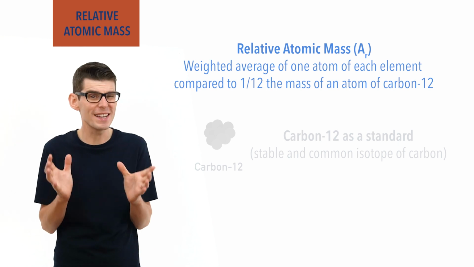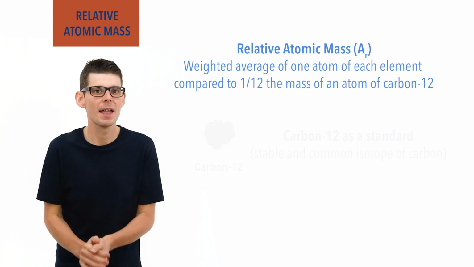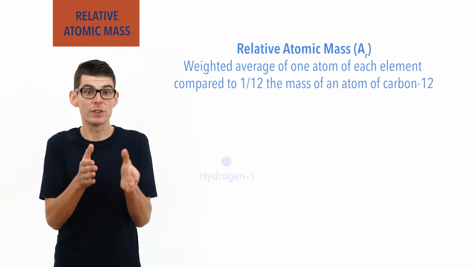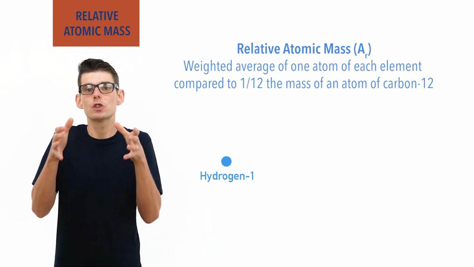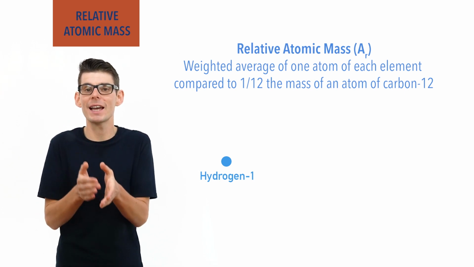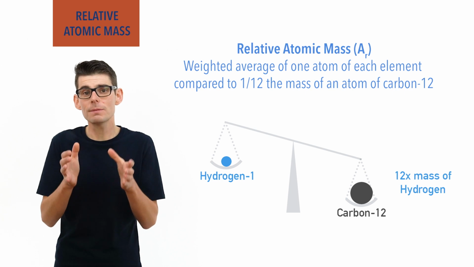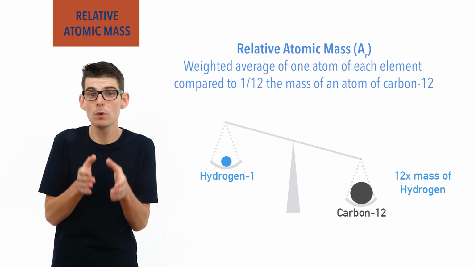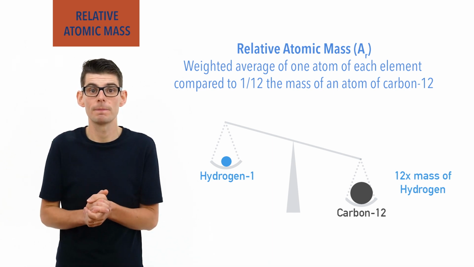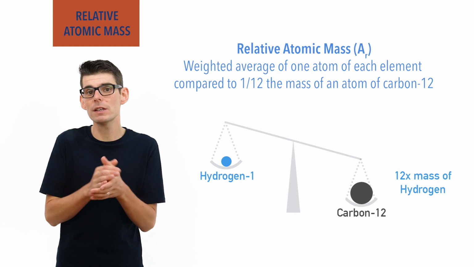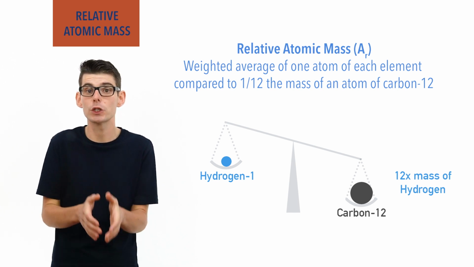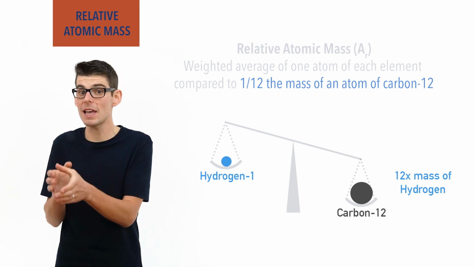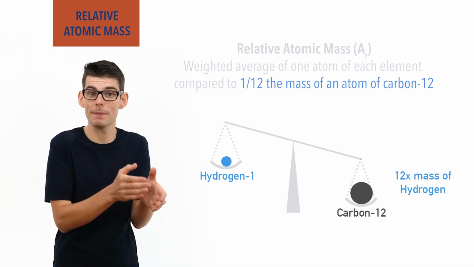This sounds really confusing. Let's break it down. From experiments and mass spectrometry, we know that an atom of hydrogen, the smallest atom possible in the universe, has 12 times less mass than an atom of carbon-12. This means all elements' relative atomic masses can be compared to this smallest possible relative mass. As a result, we describe relative atomic masses as being compared to 1/12 the mass of an atom of carbon-12, as this is the same as the smallest possible relative atomic mass.